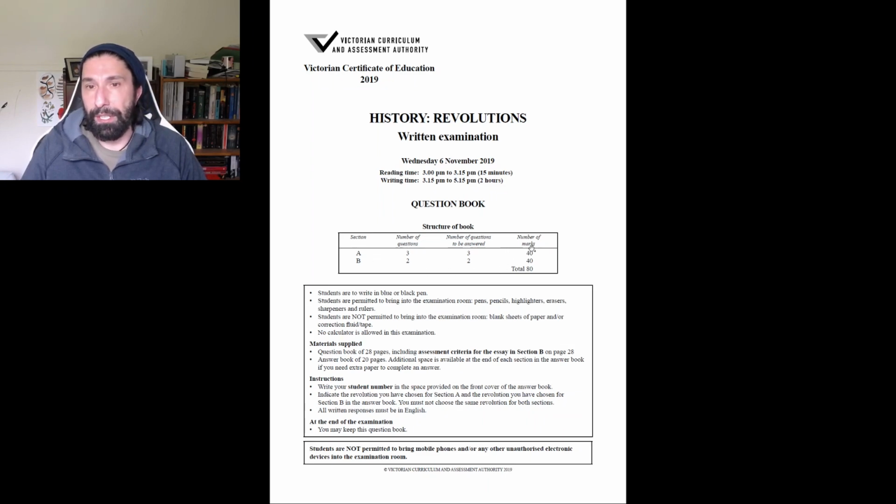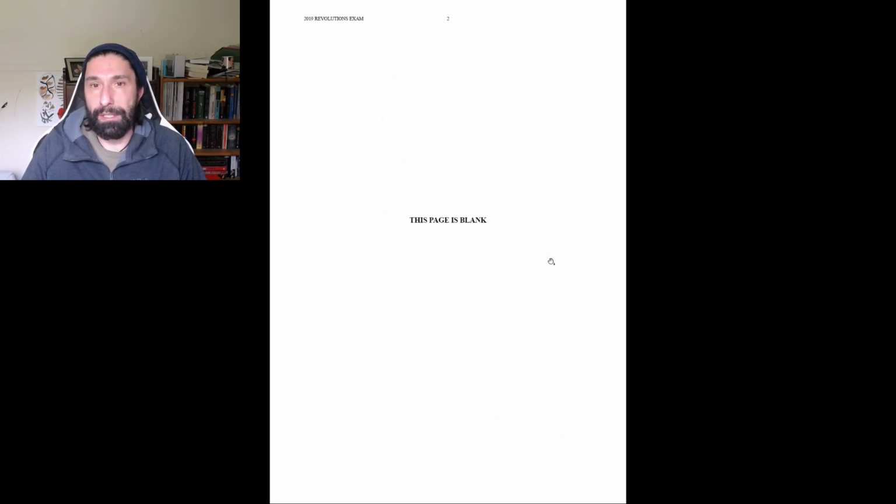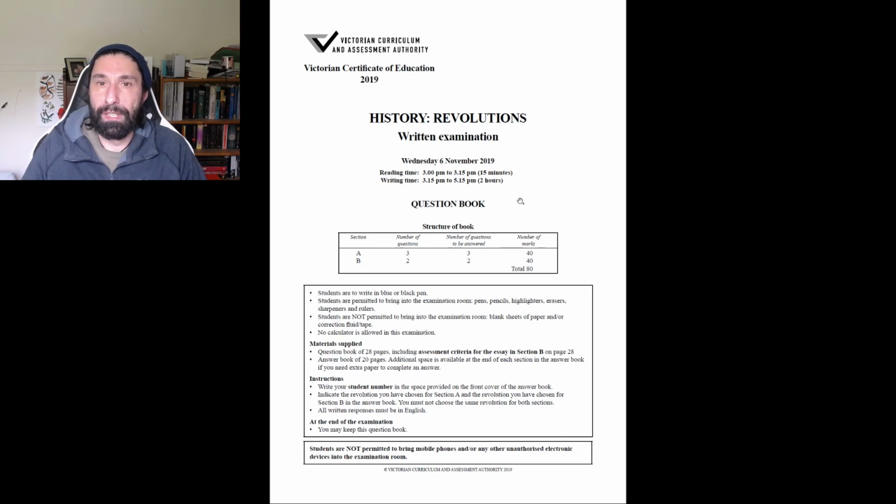The second thing you'll notice is that the marks for section A and the marks for section B are exactly the same. Both sections are worth 40 marks, which means you have to allocate the same amount of time to each, the same amount of effort. If we look up here at the time given, you have 15 minutes for reading time and then 2 hours for writing time, which means that you're going to spend 1 hour writing on section A and 1 hour writing on section B. And then you've got, as I just said, the 15 minutes reading time.